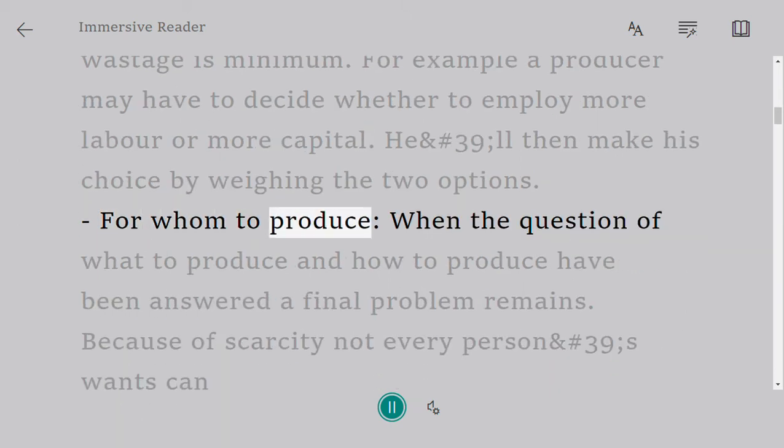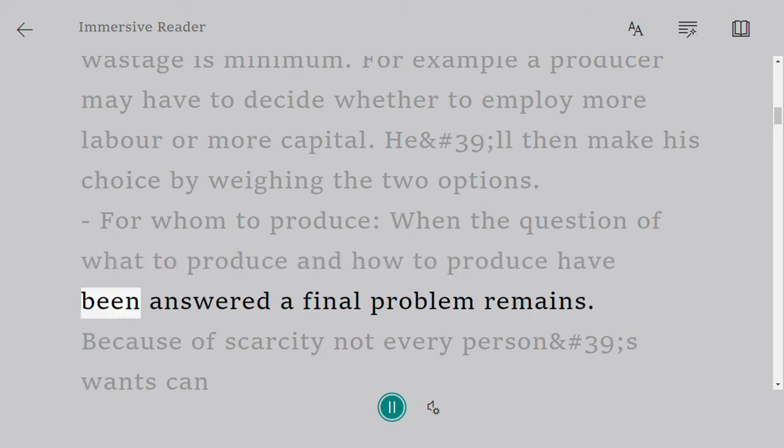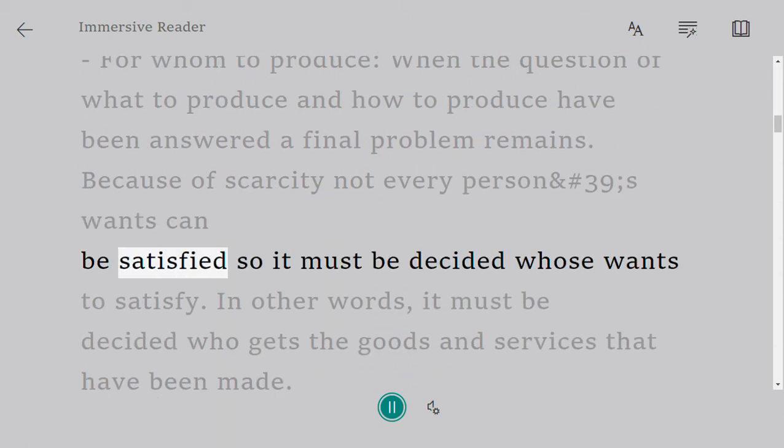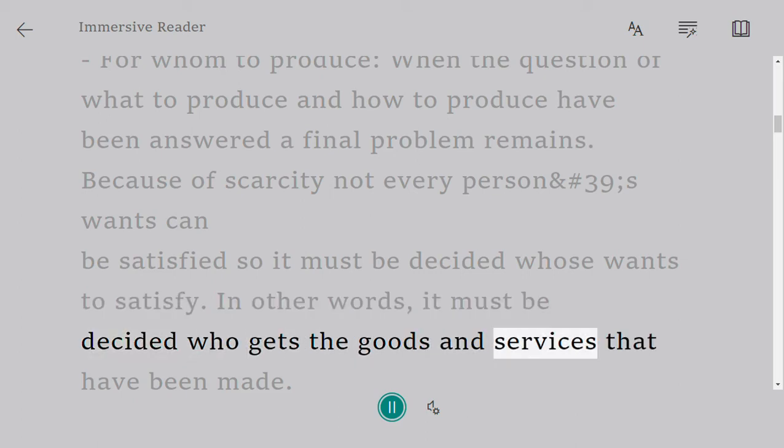For whom to produce: when the question of what to produce and how to produce have been answered, a final problem remains. Because of scarcity, not every person's wants can be satisfied, so it must be decided whose wants to satisfy. In other words, it must be decided who gets the goods and services that have been made.